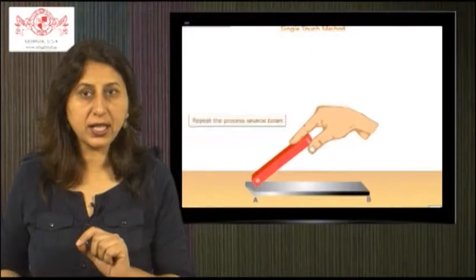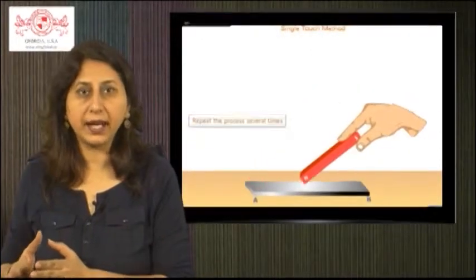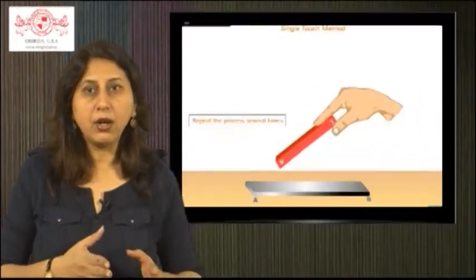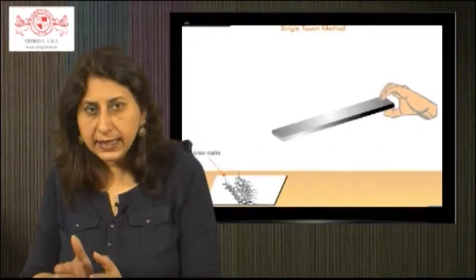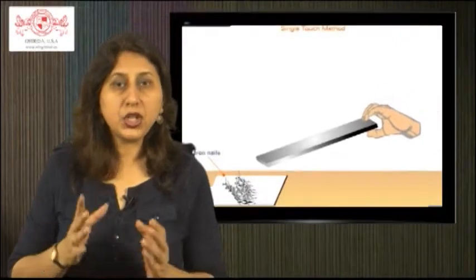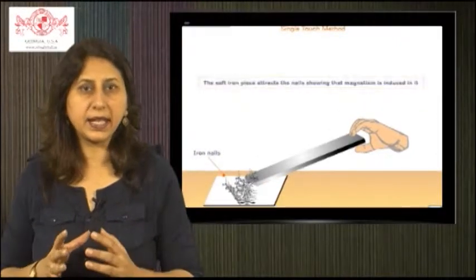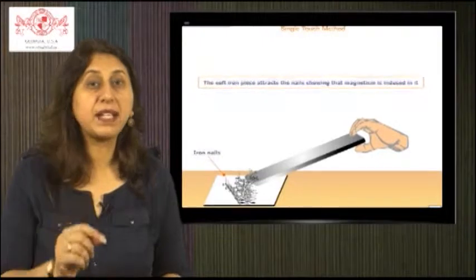The point A will get the same polarity as the pole of the magnet touching it, and the other end of the iron will attain the polarity opposite to that of the magnetizing pole. Now test this for magnetism. Place some iron nails on the table. Bring the soft iron piece near the iron nails. The soft iron piece attracts the nails, showing that magnetism is induced in it.